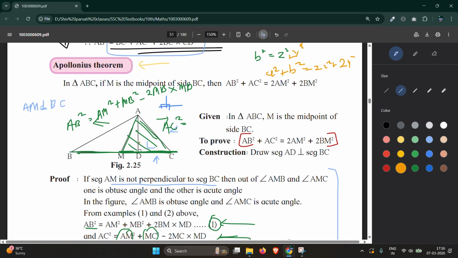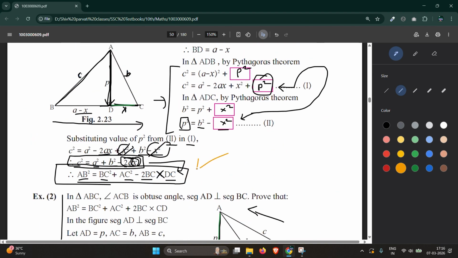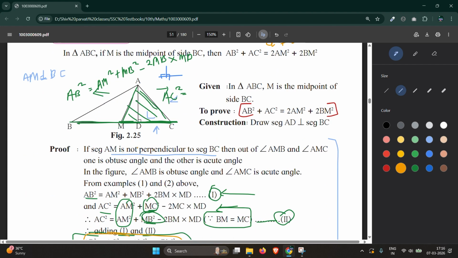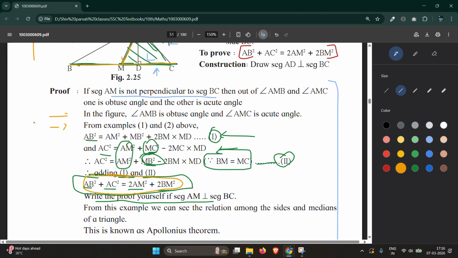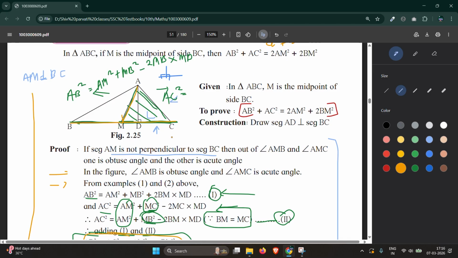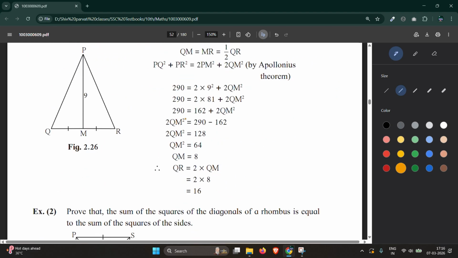So for the general case we use the result that we derived to prove the Apollonius theorem, and if AM happens to be perpendicular to BC, then we use the Pythagoras theorem to derive the same result. Again, you are going to need practice, so practice this once or twice before your exams. But since now you know the flow to prove this theorem, you will be able to easily solve this in your exam. Now we have some solved examples.